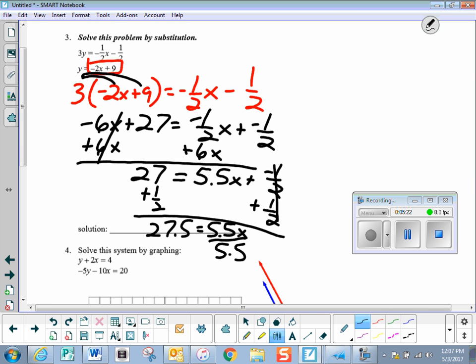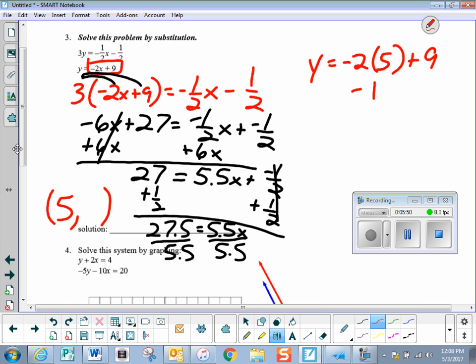Everybody should be writing out all these steps if you missed this, which a lot of you did. So what is x? X is 5. And then we take it up to the y and plug in 5 for x. So we have y equals -2 times 5 plus 9. What's -10 plus 9?